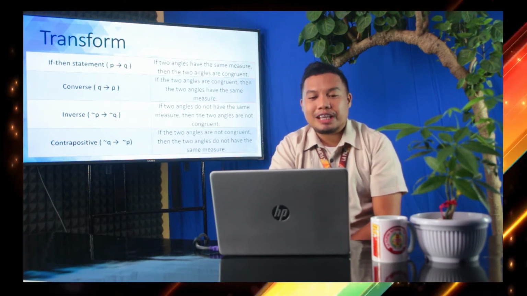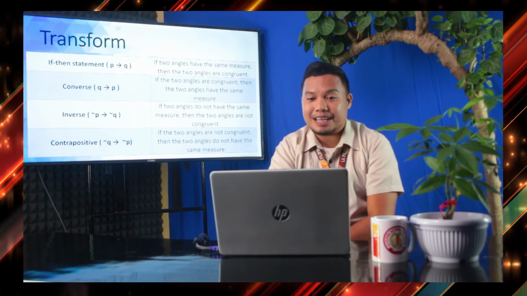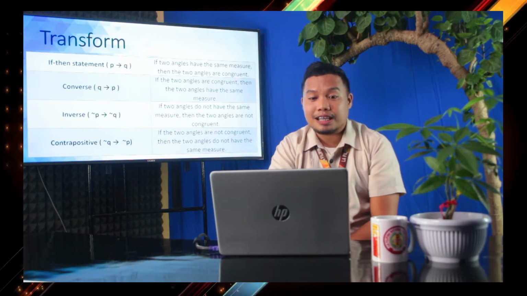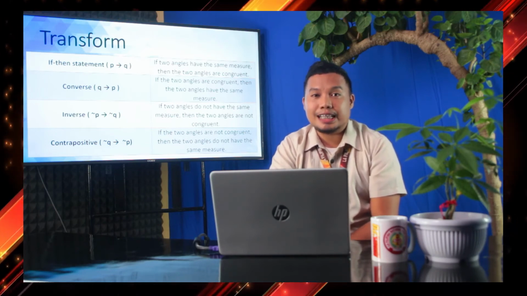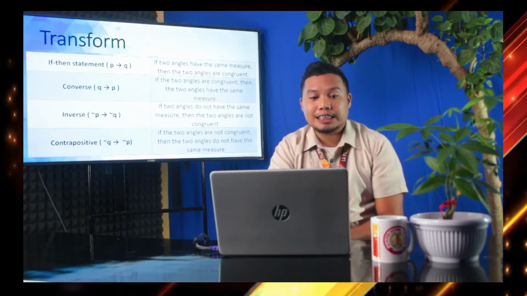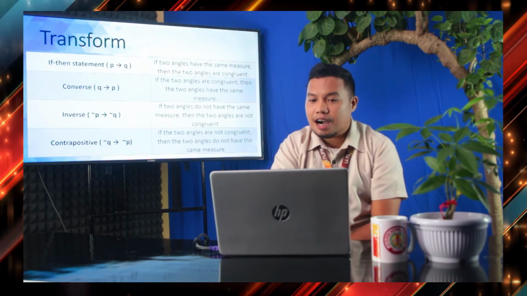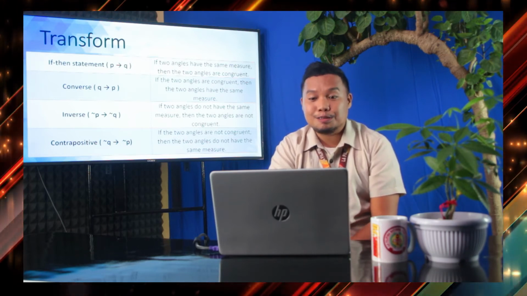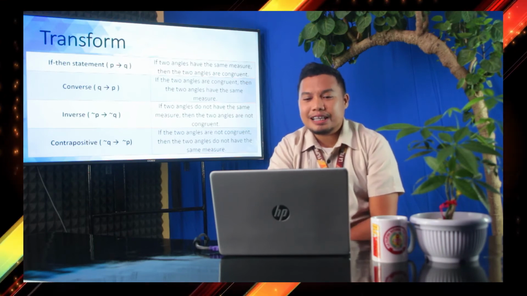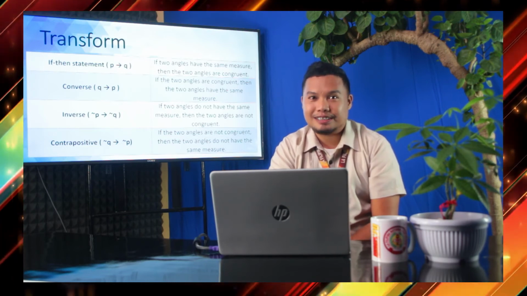Now let's transform the if-then statement. Since the original if-then statement is, if two angles have the same measure, then the two angles are congruent, that is P implies Q. And our converse, which is Q implies P: if the two angles are congruent, then the two angles have the same measure.